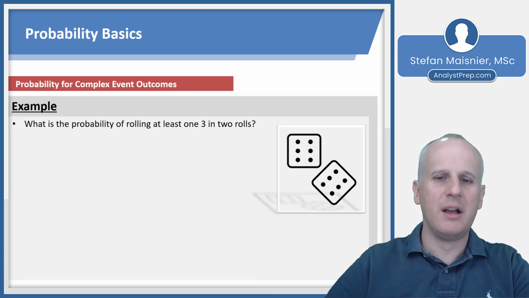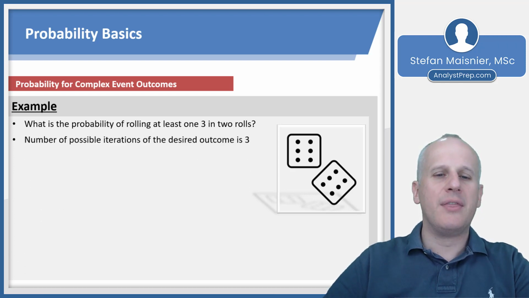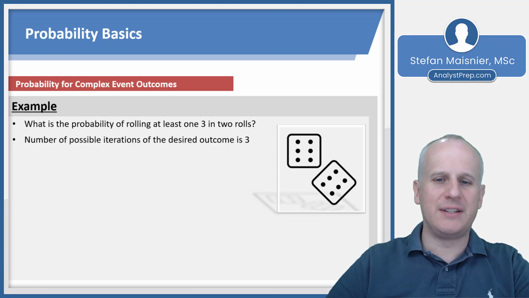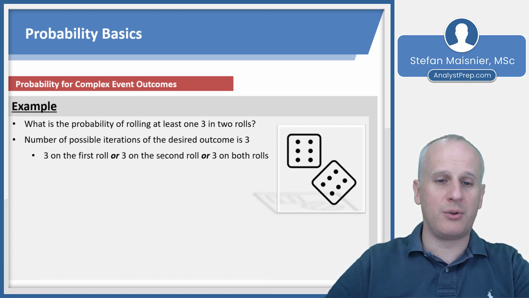What is the probability of rolling at least 1 three in 2 rolls of a single 6-sided die? So the number of possible iterations of the desired outcome is 3, because we know you can get a 3 on the first roll, or a 3 on the second roll, or a 3 on each of the 2 rolls.